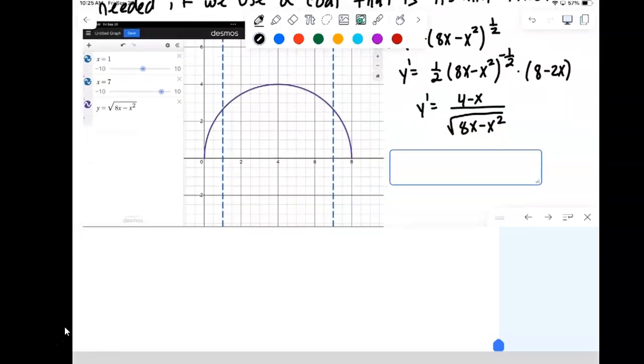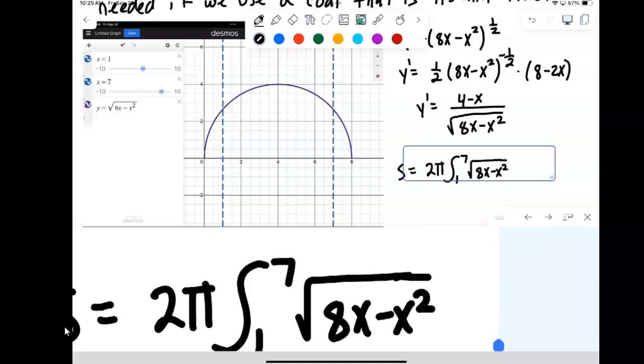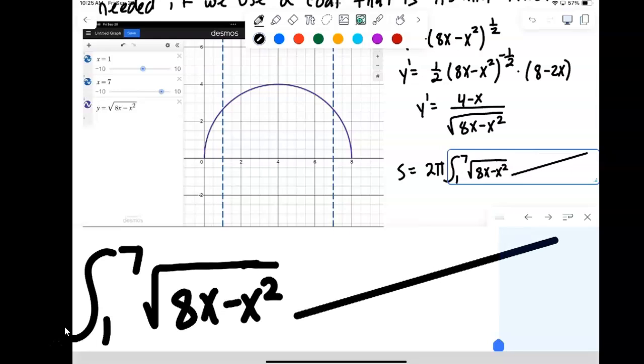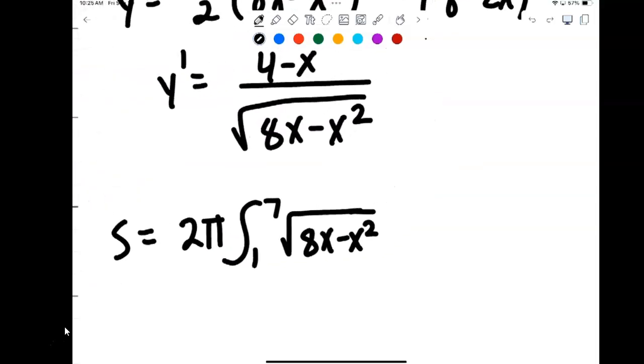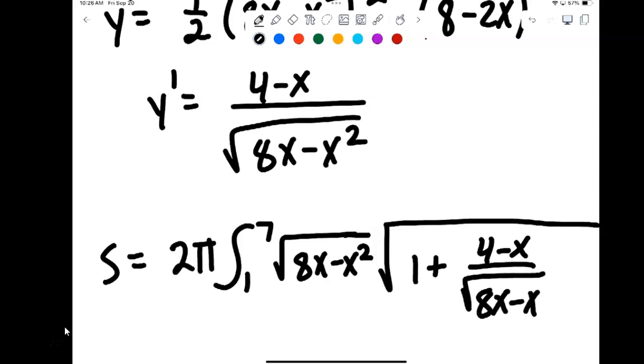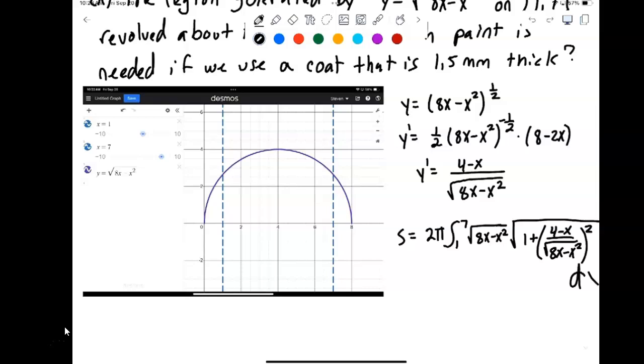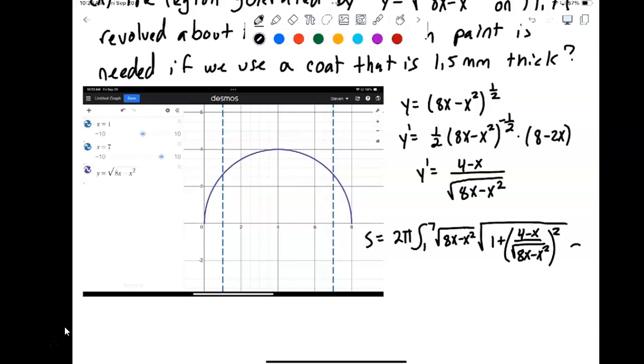And then our surface area will be the integral of 2 pi, from 1 to 7, of our function, which is the square root of 8x minus x squared, times the arc length, which would be the square root of 1 plus the quantity 4 minus x over the square root of 8x minus x squared, squared, dx. And this time I'm going to use technology.